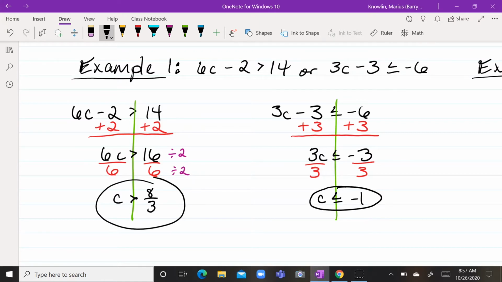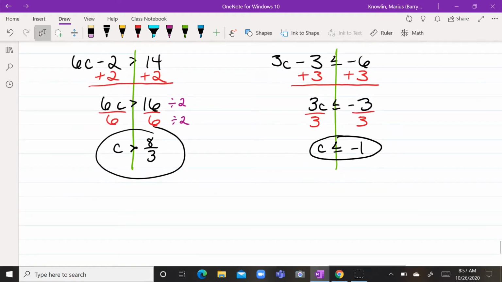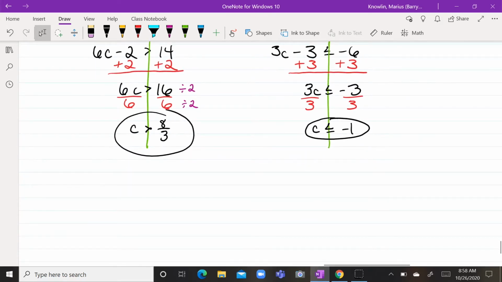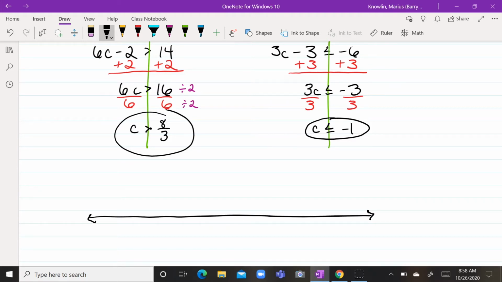Neither one of these did we divide by a negative, so our symbols didn't have to be reversed. And the variable that we were solving for was already on the left hand side. Now the only other thing we need to do here is graph both of these. And since one of our answers is a fraction and the denominator is in thirds, we're going to rewrite this one to say c is less than or equal to negative 3/3, because negative 3 divided by positive 3 is still going to be equal to negative 1.